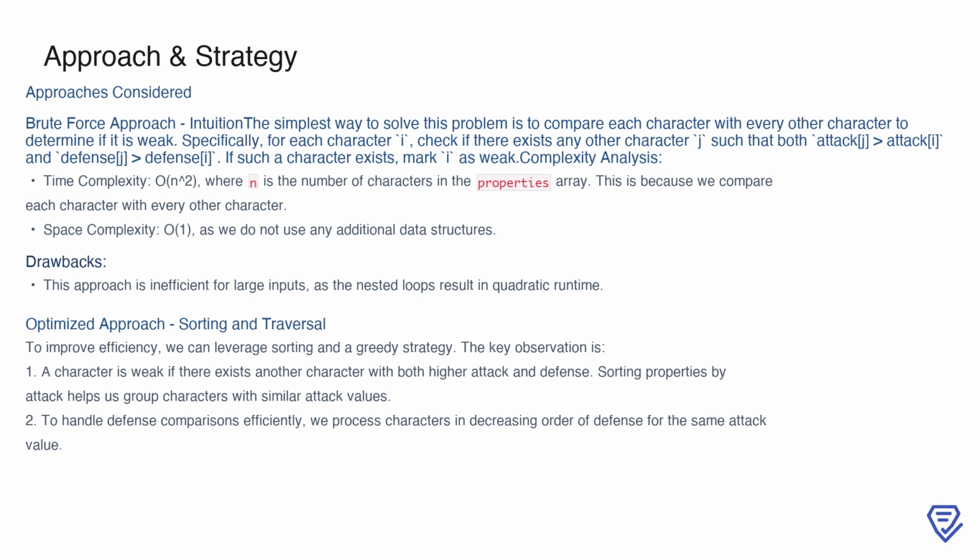To solve this problem, we can consider two main approaches. The first is a brute force method. Here, the idea is straightforward. For each character in the array, compare it with every other character to check if both their attack and defense values are lower. If so, we classify that character as weak. While this approach is simple and intuitive, it comes with a significant drawback. It operates in n squared time complexity because of the nested loops, making it impractical for large inputs.